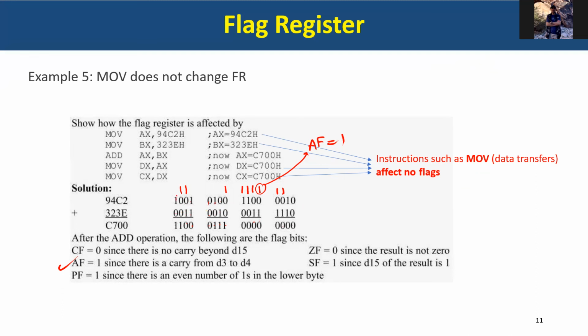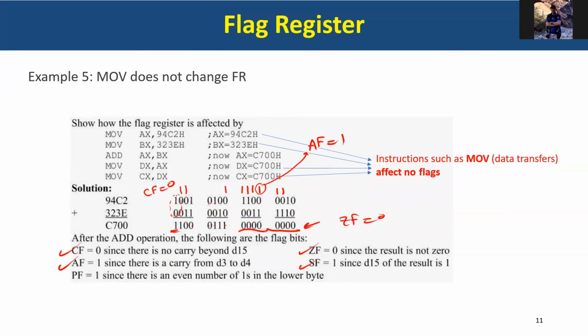So there is no carry from the 16th operation, so the carry flag should be 0. That's right. The sign is 1. That's right. The result is not 0, so the zero flag should be 0.